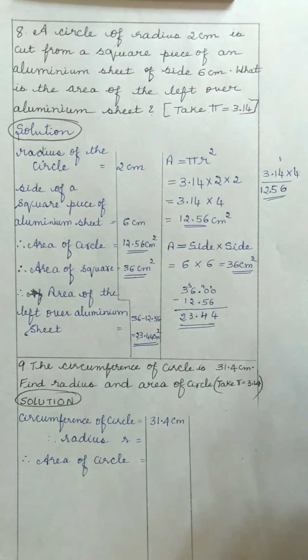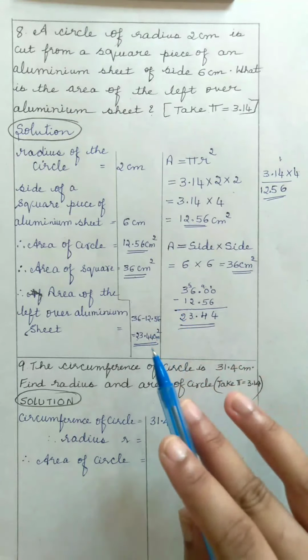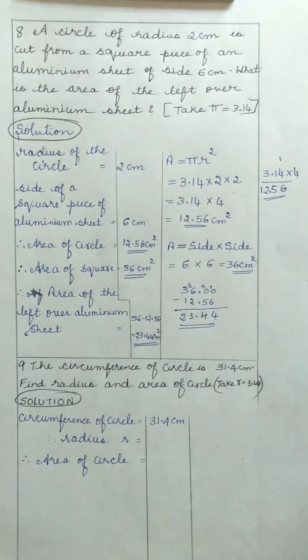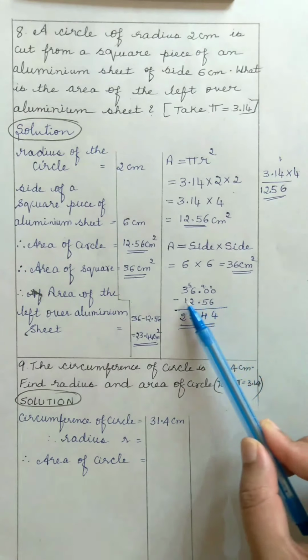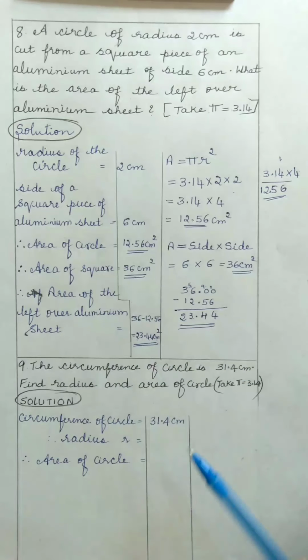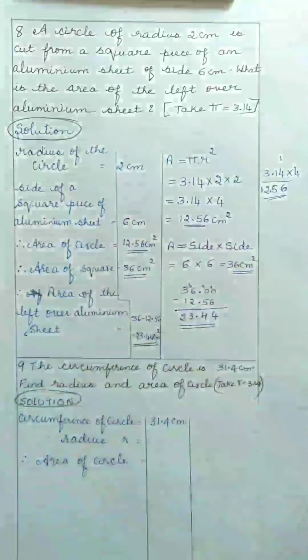So, in order to calculate the answer for this problem, children, first we need to find the area of the circle using the formula pi r square. Then we have to find the area of the square using the side into side formula, and we got 36 centimeter square. To calculate the area of the leftover aluminium sheet, we need to subtract the area of the circle from the area of the square. That is 36.00, which is the area of the square, minus 12.56, which is the area of the circle. The answer we obtained is 23.44 centimeter square. And this is the method and the simplification used in the 8th problem, children.